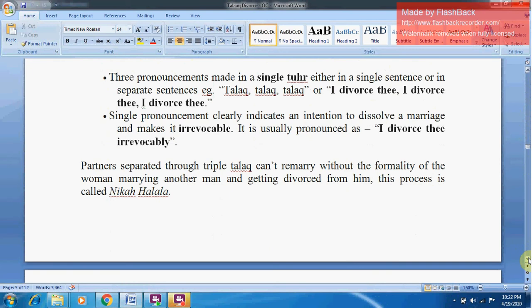3 pronouncements made in a single tuhur, either in a single sentence or in separate sentences, "talaq, talaq, talaq," or "I divorce thee, I divorce thee, I divorce thee," that is enough. A single pronouncement clearly indicates an intention to dissolve a marriage and makes it irrevocable. It is usually pronounced as "I divorce thee irrevocably."